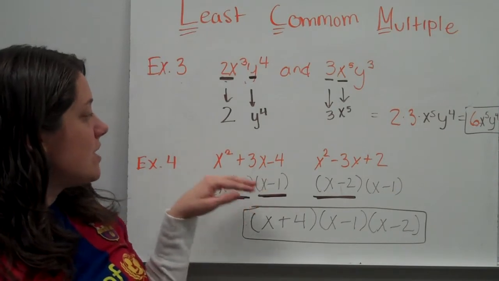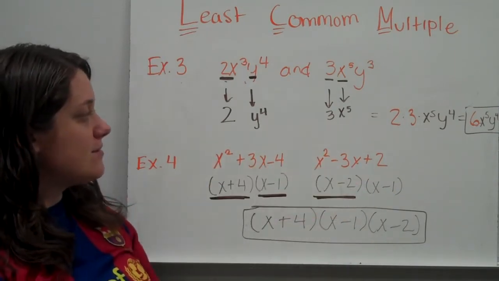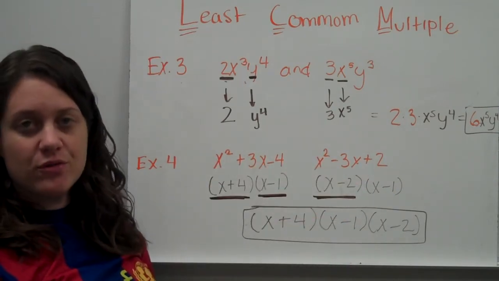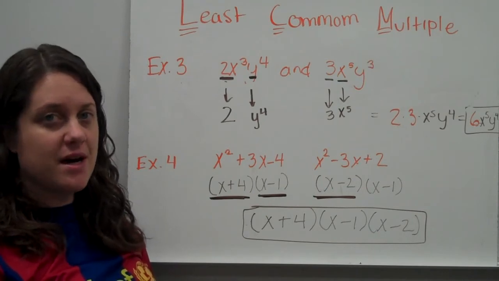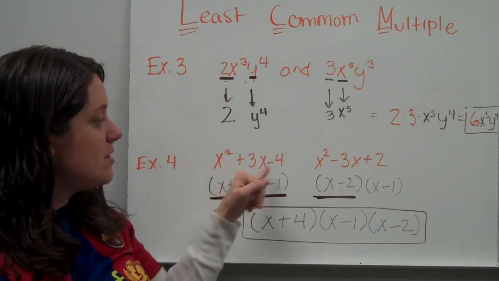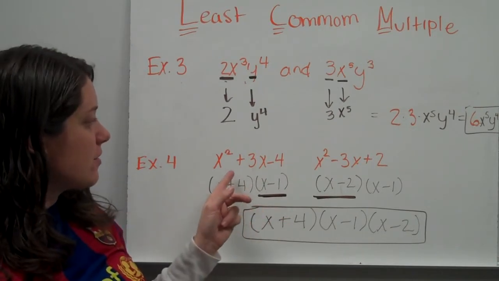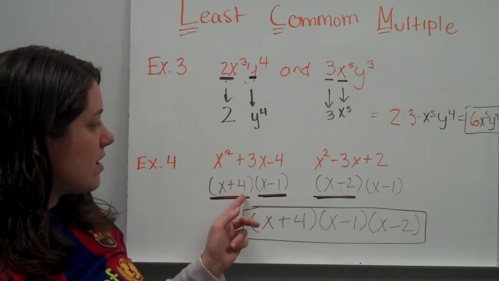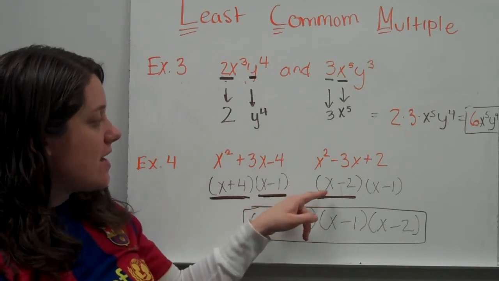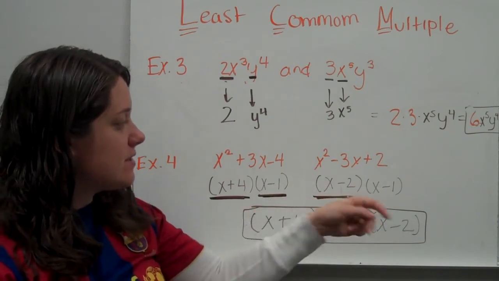Alright, so let's try it if it looks a little bit different. So what if you have two trinomials? So of course, in order to find the least common denominator, or in this case the least common multiple, you're going to have to factor both of them out. So if I factor both of these out here, I have x plus 4 and x minus 1, and then I have x minus 2 and x minus 1.